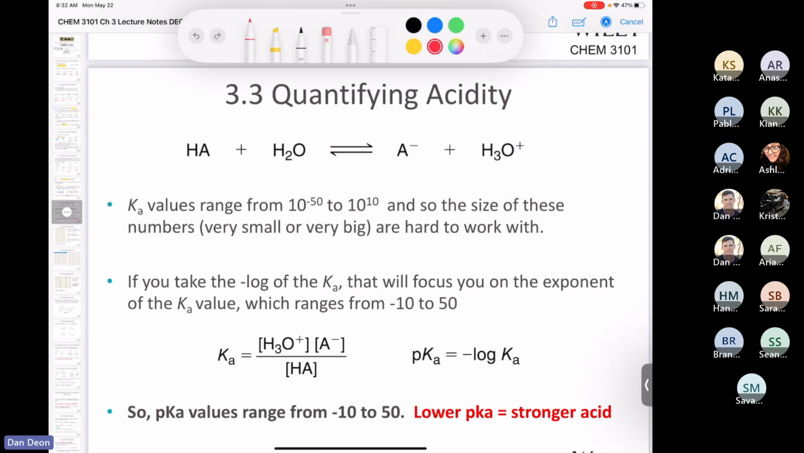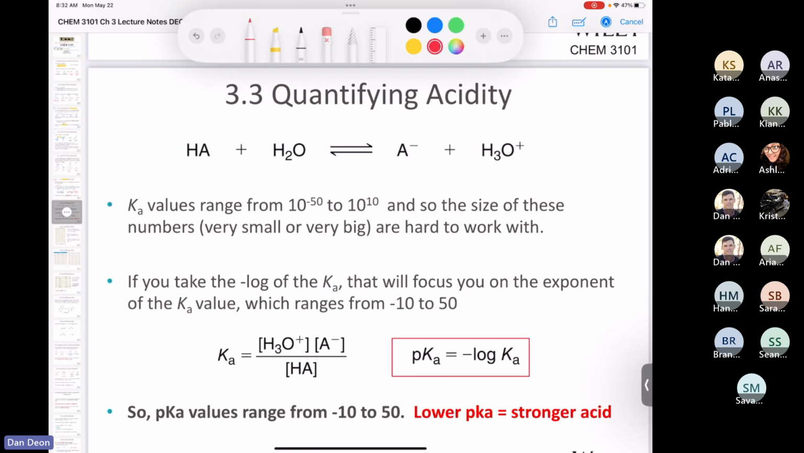And so we have a way to simplify that, is that we take the negative log of the Ka and we use what are called pKa values. So instead of using 10 to the negative 50 to 10 to the power of 10, we use pKa is equal to the negative log of Ka, just like pH is equal to the negative log of the concentration of H+, okay?